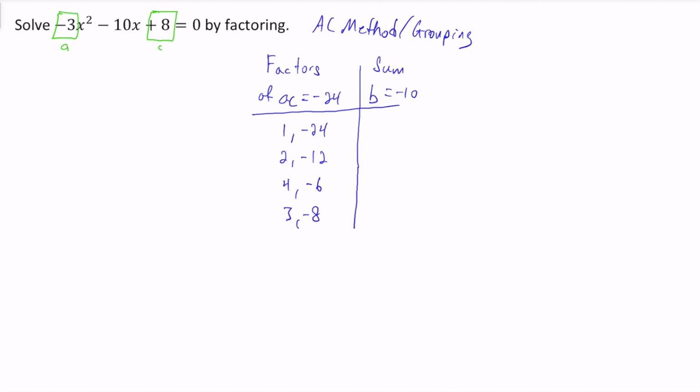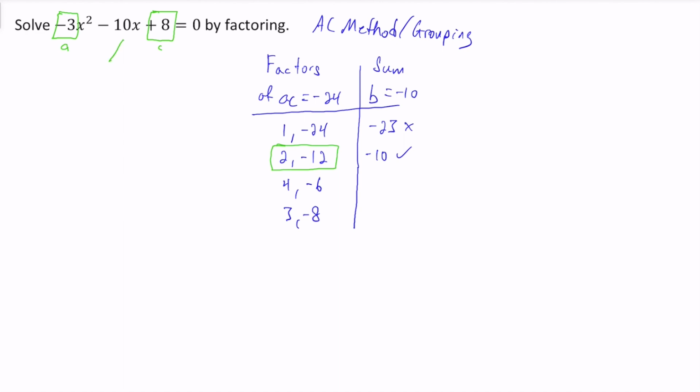1 plus negative 24 gives us negative 23. That does not equal negative 10. 2 plus negative 12, that does give us negative 10. So that is the factor pair that we are going to use, 2 and negative 12. And here's how we use them.